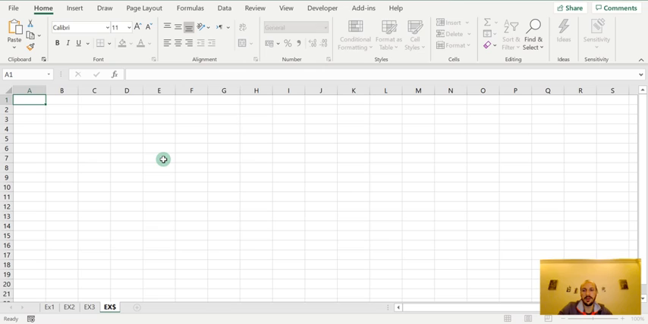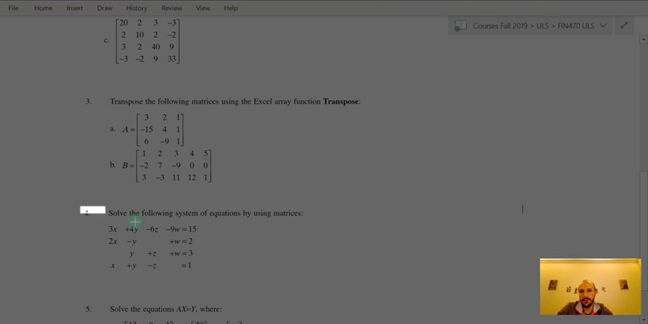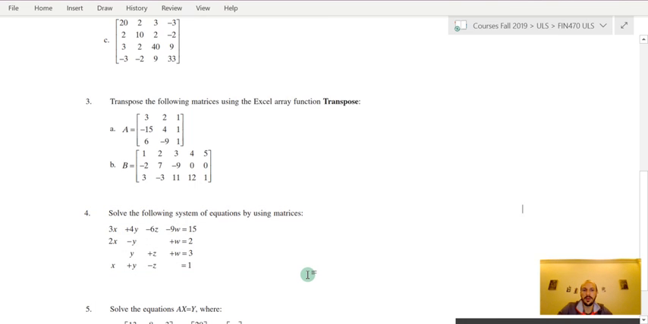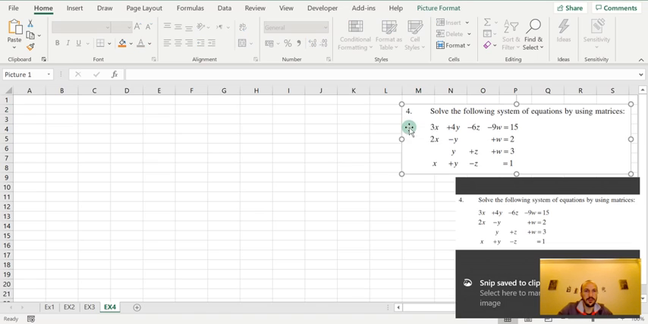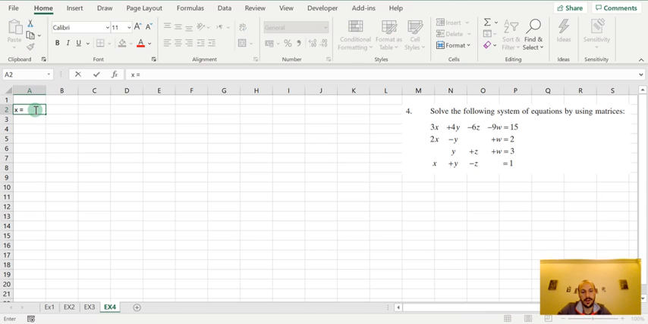Let's now move to exercise 4. Here we have the following: a system of 4 equations with 4 unknowns. Our goal is to find out the value of x. So x equals how much, y, z, and finally w. Great.